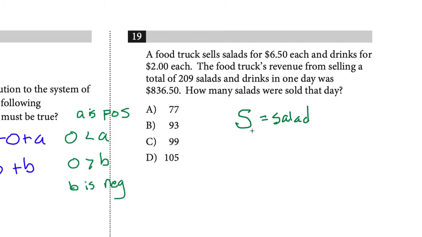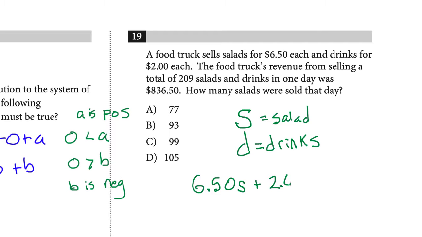S is salad, and I'm going to say D is for drinks. And you need to make two equations from this. Here are my two equations. $6.50 is the price of a salad, so I'm going to multiply that by S. And I'm going to add on $2.00 for every drink. This equation represents my money equation.